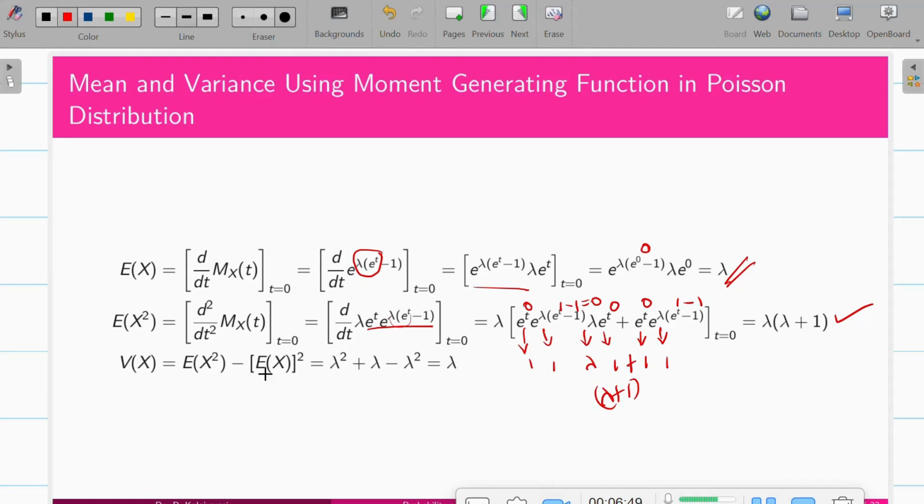Now I have to go for the variance. You know the formula: expectation of x square minus expectation of x the whole square. So expectation of x square simplified is lambda square plus lambda, minus expectation of x the whole square. So finally we'll get lambda. So the mean and variance of the Poisson distribution are nothing different, they are the same, lambda.